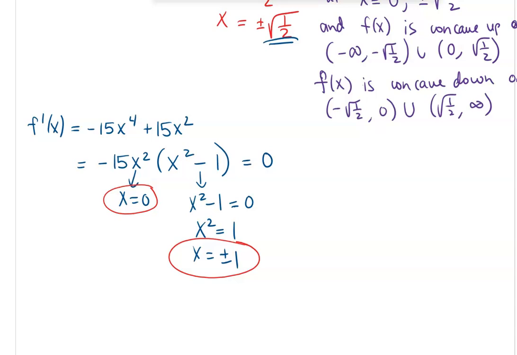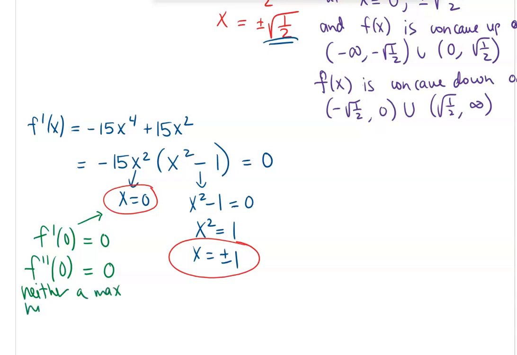So maybe we'll start with x equals 0. So notice that f prime of 0 is 0, but f double prime of 0 is also 0. That means that at x equals 0, there is neither a max or a min. It's not a turning point. And if we were to do a sign chart for f prime, which I'm not going to do here, we would notice that this derivative doesn't change sign across this 0.